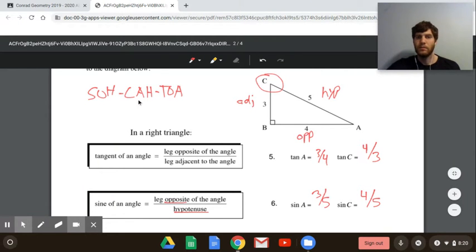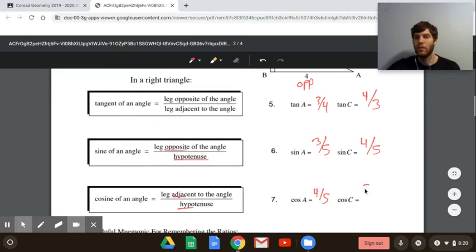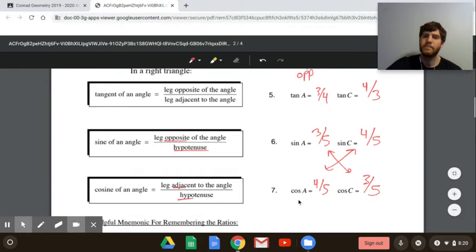And then cosine is adjacent over hypotenuse, so adjacent is now 3, and the hypotenuse is still 5, so that's going to be 3 over 5. And notice too how when we switch the angles, these switched, right? The cosine of A was equal to the sine of C, and the sine of A was equal to the cosine of C. So when we switch the angles and the opposite and the adjacent side switched, your sine and your cosines also switched. Okay.